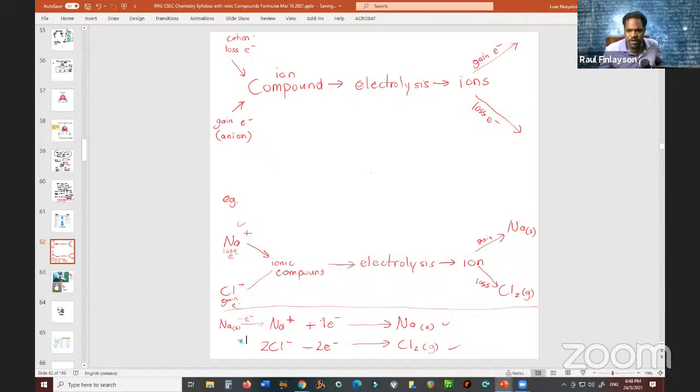All right, so we're going to get some more practice with this, guys. Electrolysis is not as hard as over the years students make it out to be. It's just understanding the principle here. This can be done for any ionic compound. And so next class we'll talk more about that.